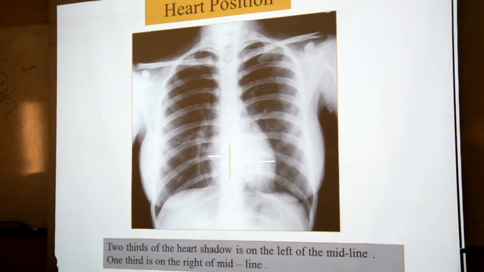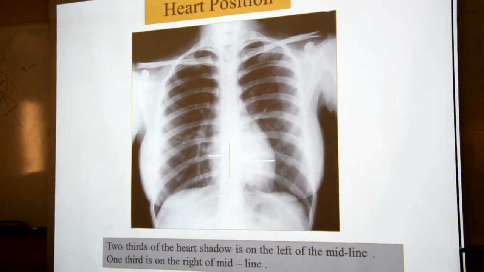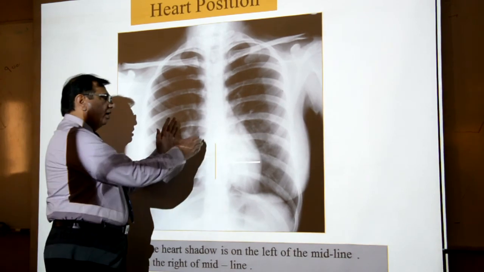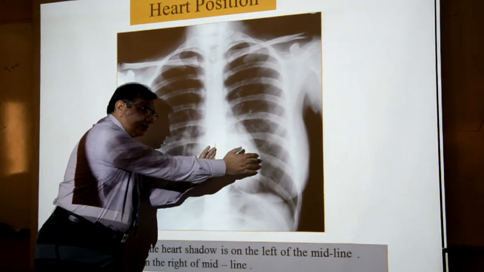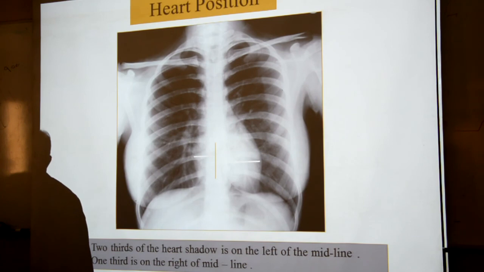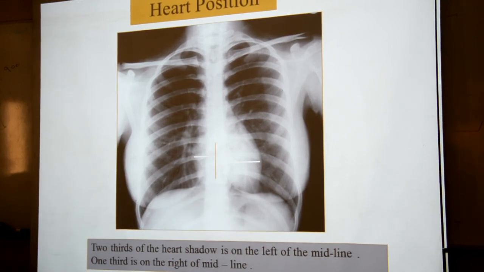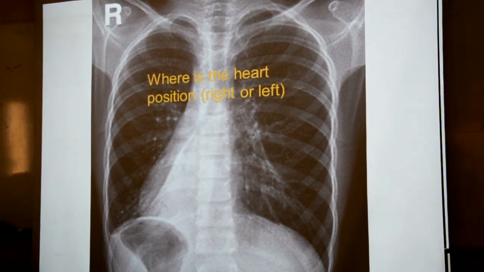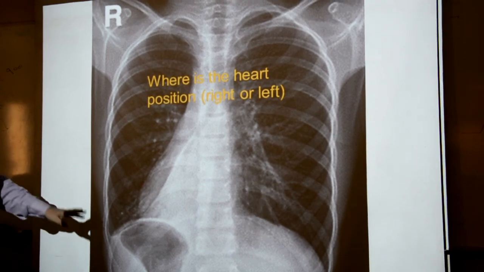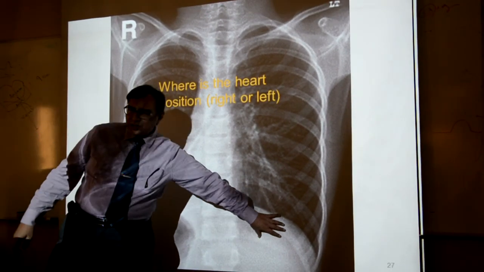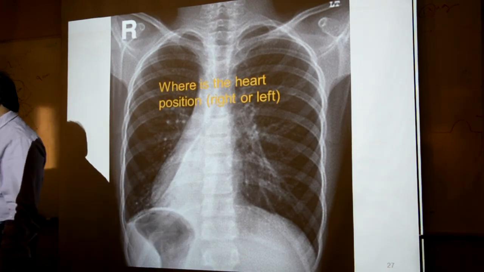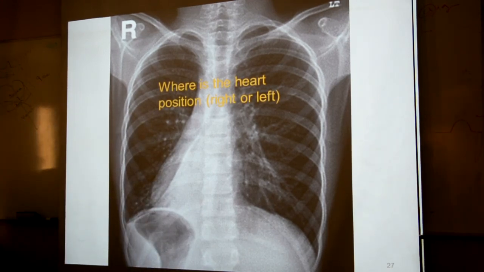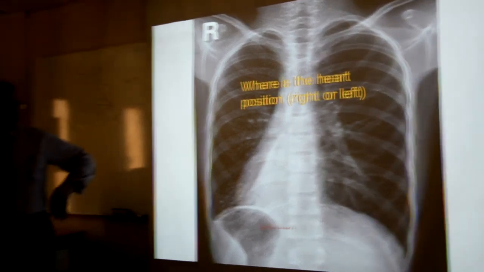Checking the heart position, normally we know that one-third of the heart is on the right side and two-thirds of the heart occupies the left side of the midline. Any deviation from this position suggests some pathology. Like in this example, the heart is mostly located on the right side, and also the stomach shadow, instead of the left side, is on the right side, suggesting that there is situs inversus.